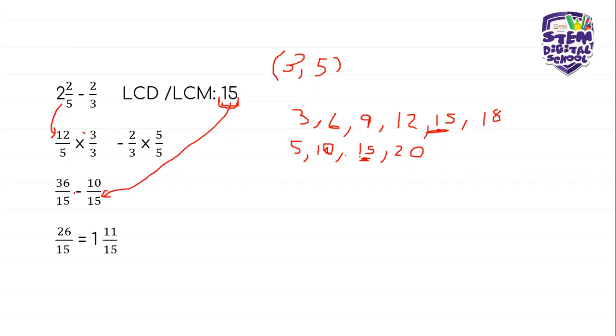Then I just subtract. 36 minus 10 is 26, so 26 over 15. Now I want to get it back into a mixed number, because it's important. 26 divided by 15 goes 1 time. 1 times 15 is 15. What's left for me to get to 26? 11. So the answer is 1 and 11 over 15. That's how you do it.